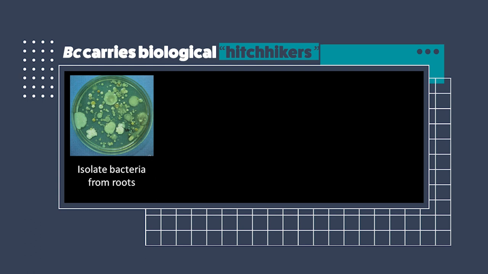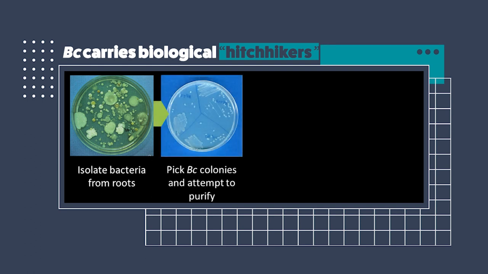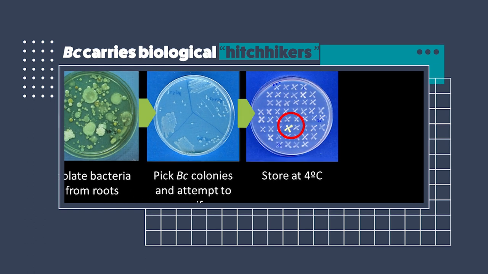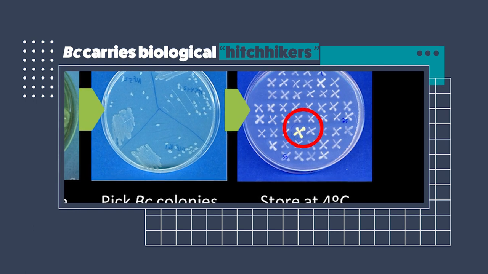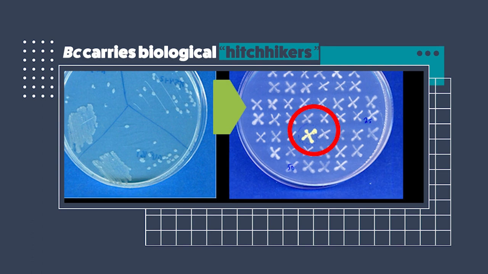So basically what a biological hitchhiker is: you will isolate the bacteria from roots as before, and then you will take the individual colony that you're interested in and attempt to purify it. So you'll passage it on media a bunch of times until it looks like you just have that one particular bacterium. And then you put it in the fridge for a couple days and you come back to it and suddenly there's a new species there. There's a new bacterium that's growing with what you thought was just BC.